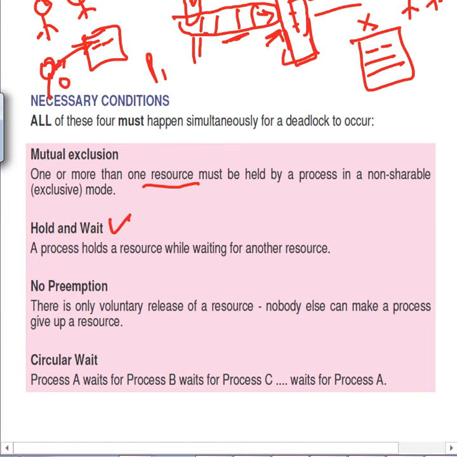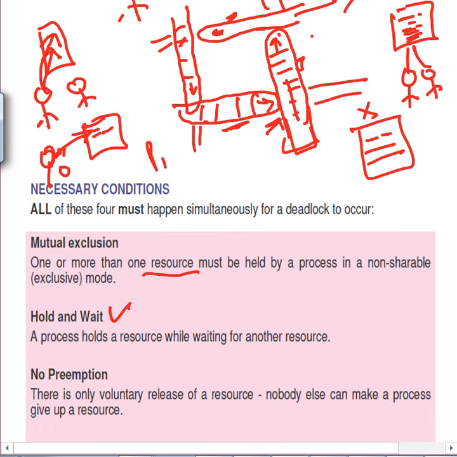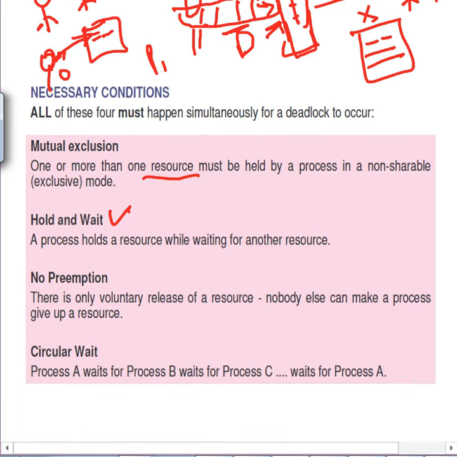And the last one is circular wait. Like we say here, A is waiting for train B, B is waiting for train C, C is waiting for train D, and D is waiting back for train A. So there should be a circular wait. All four conditions should be true for a deadlock to occur.